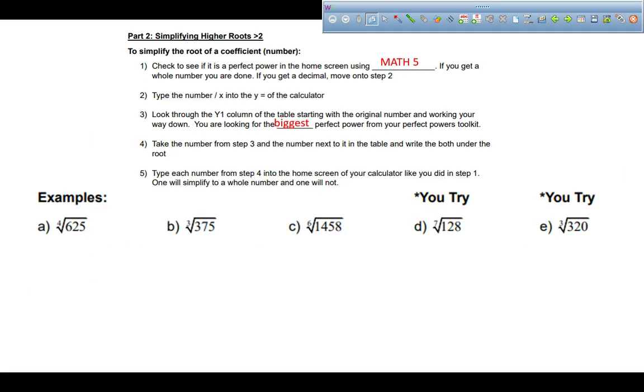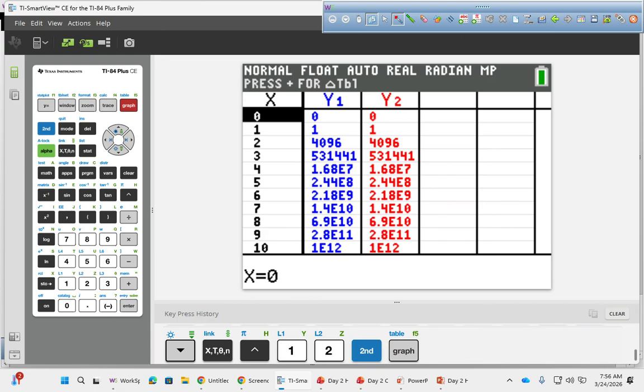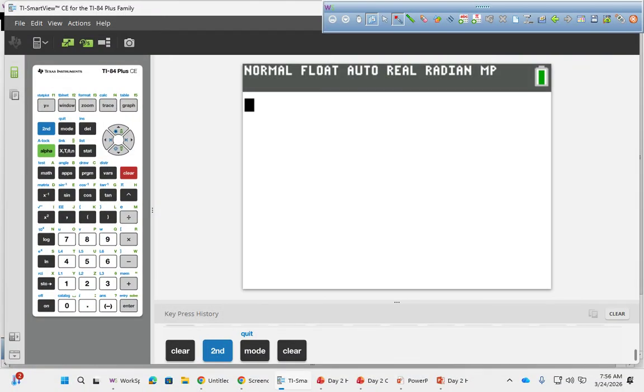So, example 1, we want to type in the 4th root of 625. Notice there's a 4 out there. It's not a square root. We can't hit second x squared. That's the square root of 625. So to get the 4th root, you're going to hit math 5. Now, depending on the type of calculator you have, it is going to look different. So I need you all to have your calculator out and you need to be physically trying this so you can see what your version of the calculator looks like when you hit math 5.